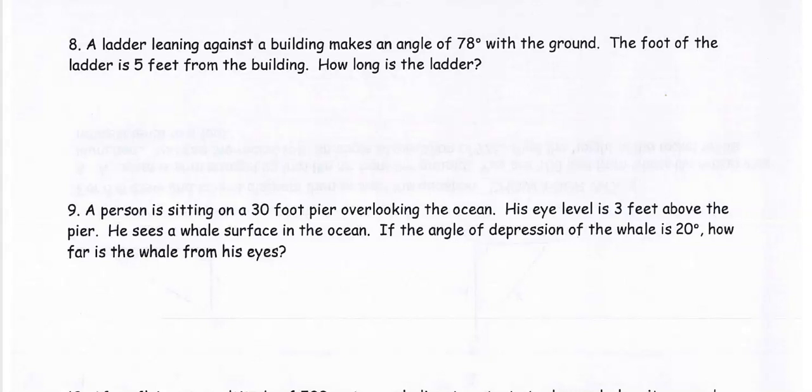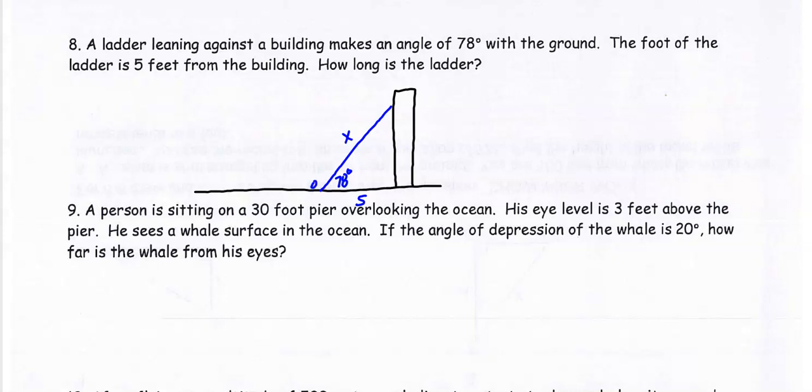A ladder's leaning against the building. So I have the ground, I have the building, I have a ladder leaning there somehow. 78 degrees is the angle with the ground. Foot of the ladder is 5 feet from the building. How long is the ladder? So we need to figure out that.